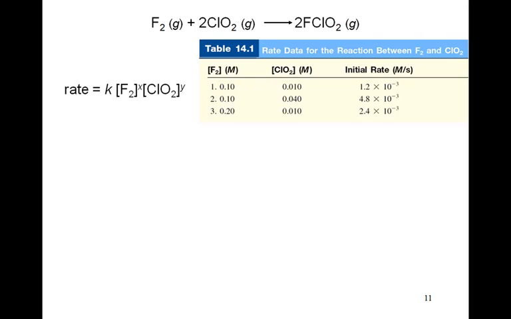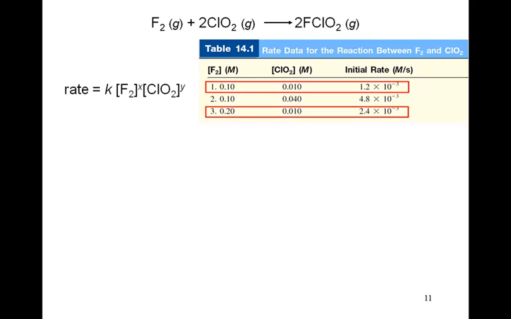The way we do this is we try to pick two experiments in which the concentration of one of the species stays the same and it is the concentration of the other species that changes. This way we can look at how the rate changes when the concentration changes. So what we've got are three different experiments in which we measure the concentration of F2, the concentration of ClO2, and the initial rate. In other words, the rate right at the instant the reaction begins.